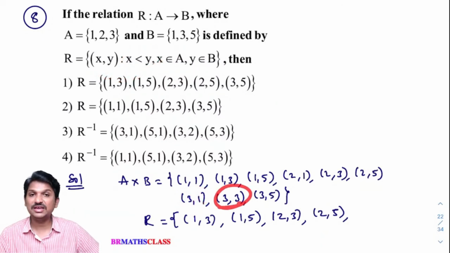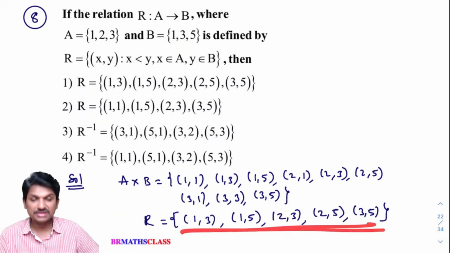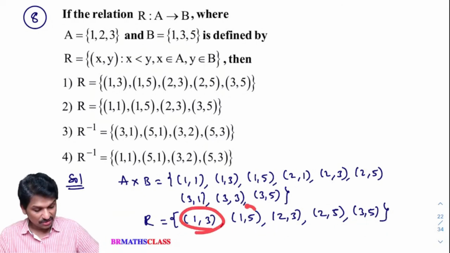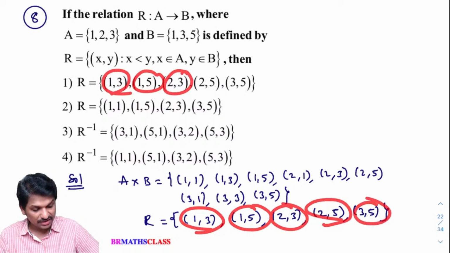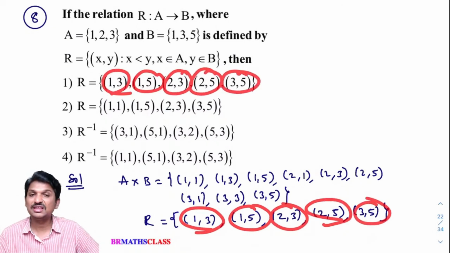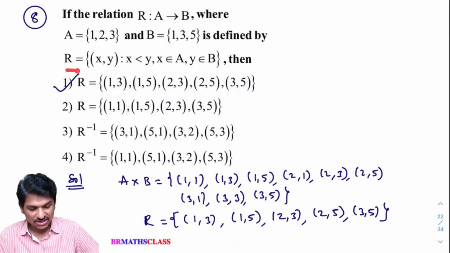Is 3 less than 3? No. Look here. Is 3 less than 5? Yes, 3 is less than 5. So this is what they need to give. In total how many elements are there? 5 elements are there. 1 comma 3, 1 comma 5, 2 comma 3, 2 comma 5, 3 comma 5. So easily we can say that the first option is the right option for this, right? It is an easy question. They just gave the relation in set builder form.